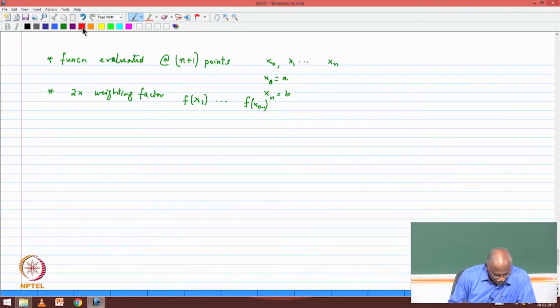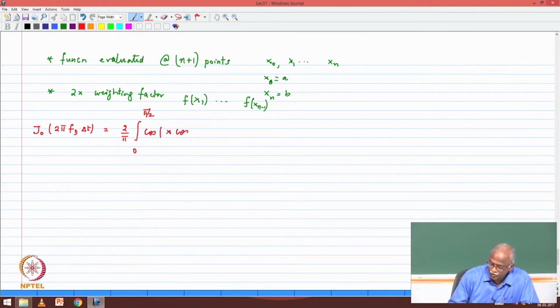Okay. So now comes the important part, and then you appreciate the insight and the practical engineering mind of Jakes. Says, okay, I have to eventually approximate J0, which is 2 pi fd times delta t, and this we have shown to be equal to 2 by pi integral 0 to pi by 2 cosine x cos beta d beta.